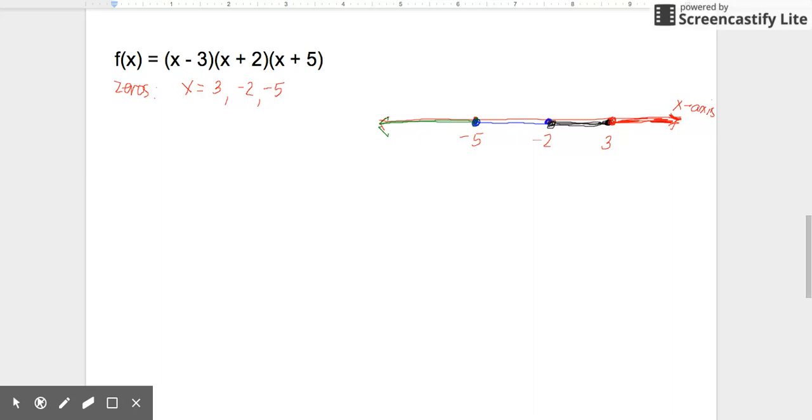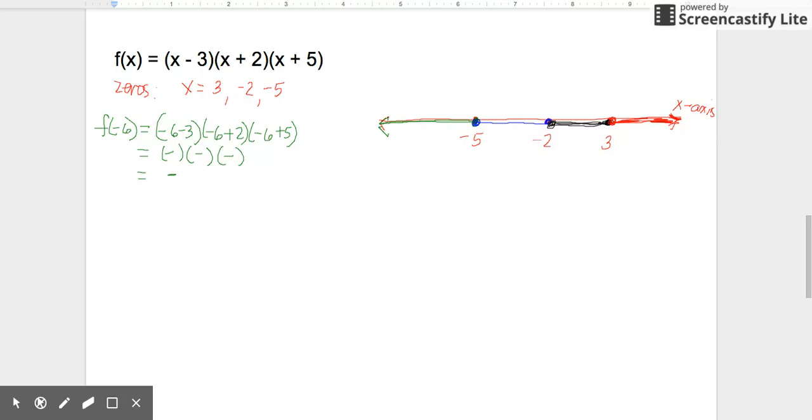So I will pick the number -6. -6 is in the green interval. So I need to know f of -6. So I'll plug in -6 minus 3, -6 plus 2, and -6 plus 5. I don't need to know the exact value of f of -6. I just need to know the sign. I know -6 minus 3 is negative, -6 plus 2 is negative, and -6 plus 5 is also negative. And then I know that if I multiply negative by negative, we get positive. Multiply that answer by negative, we get negative. So this tells me that f of -6 is negative.